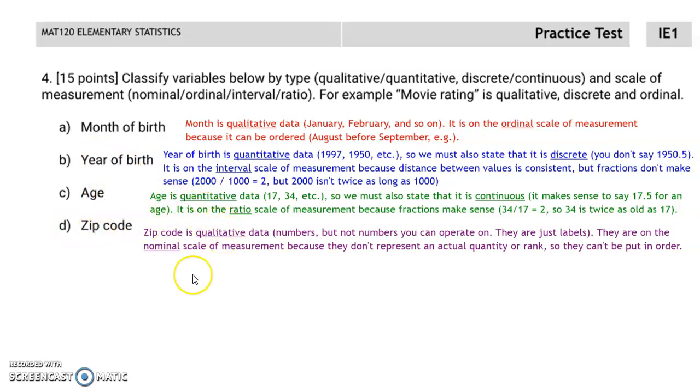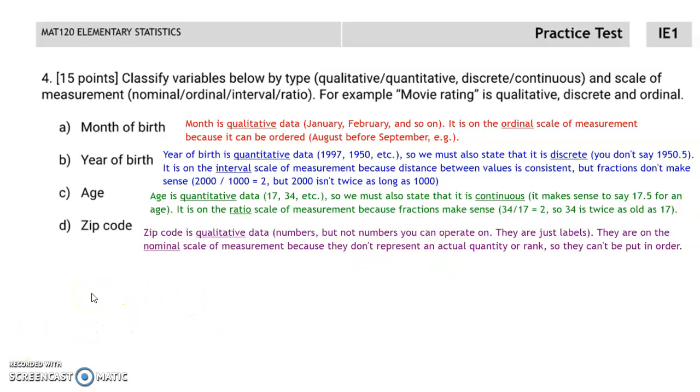For zip codes, it is qualitative data. It's numerical, but it's not a number that you can add, subtract, multiply, or divide. Like if I took the Forest Hill zip code, which is 11375, and subtracted the zip code for any other area in the world, it wouldn't make sense for me to do that. They're just labels. They're on the nominal scale because they don't represent an actual quantity or rank, so you can't put them in order. Like 11375 is not bigger or better than 11374.